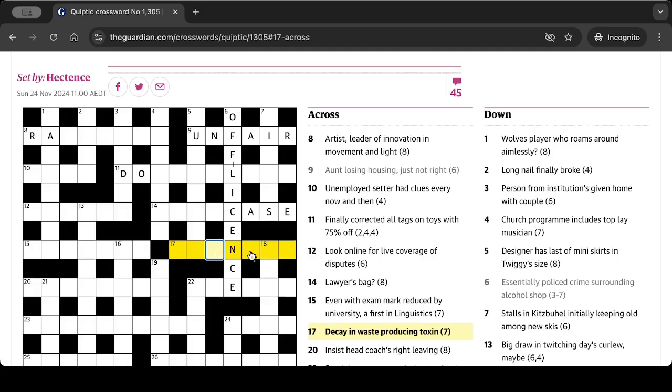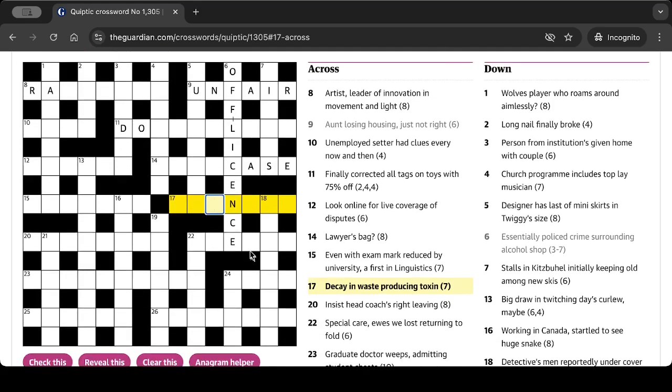Come back to this one. Again, I'm pretty confident of the mechanics, so I think there's quite a few clues already that will go. Insist, head, coaches, right, leaving. So I think the straight part is likely insist, because otherwise it would have to be leaving or right leaving.